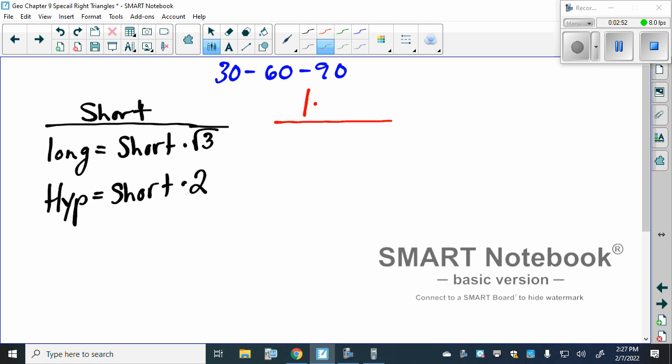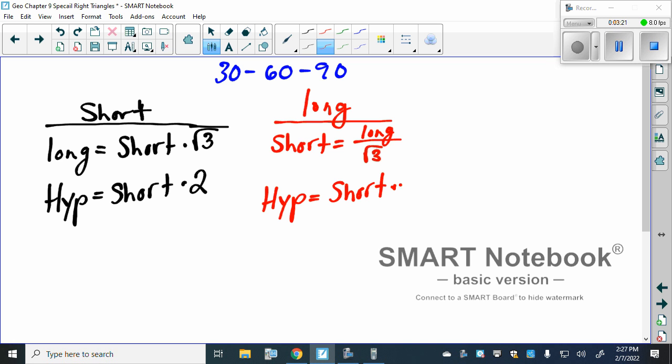The other setup that we had is that we were given the long side length first. So in the setup, they gave us the side length opposite the 60 degrees. And the first thing we have to do is figure out what the short side length is. To find the short side length, we take the long side's measure and divide it by the square root of 3. And to find the hypotenuse, we take that value of the short side length and multiply it by 2, because we're already given the long side.